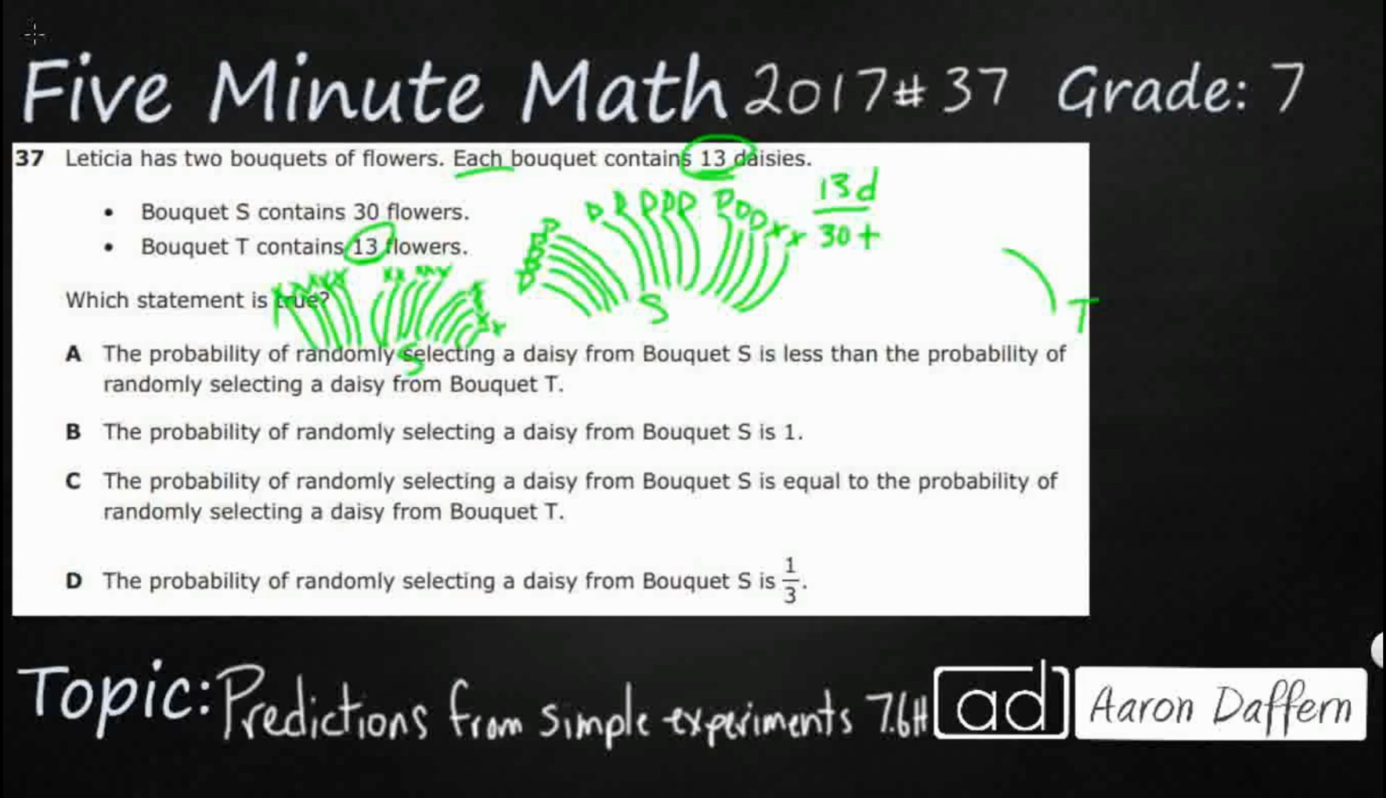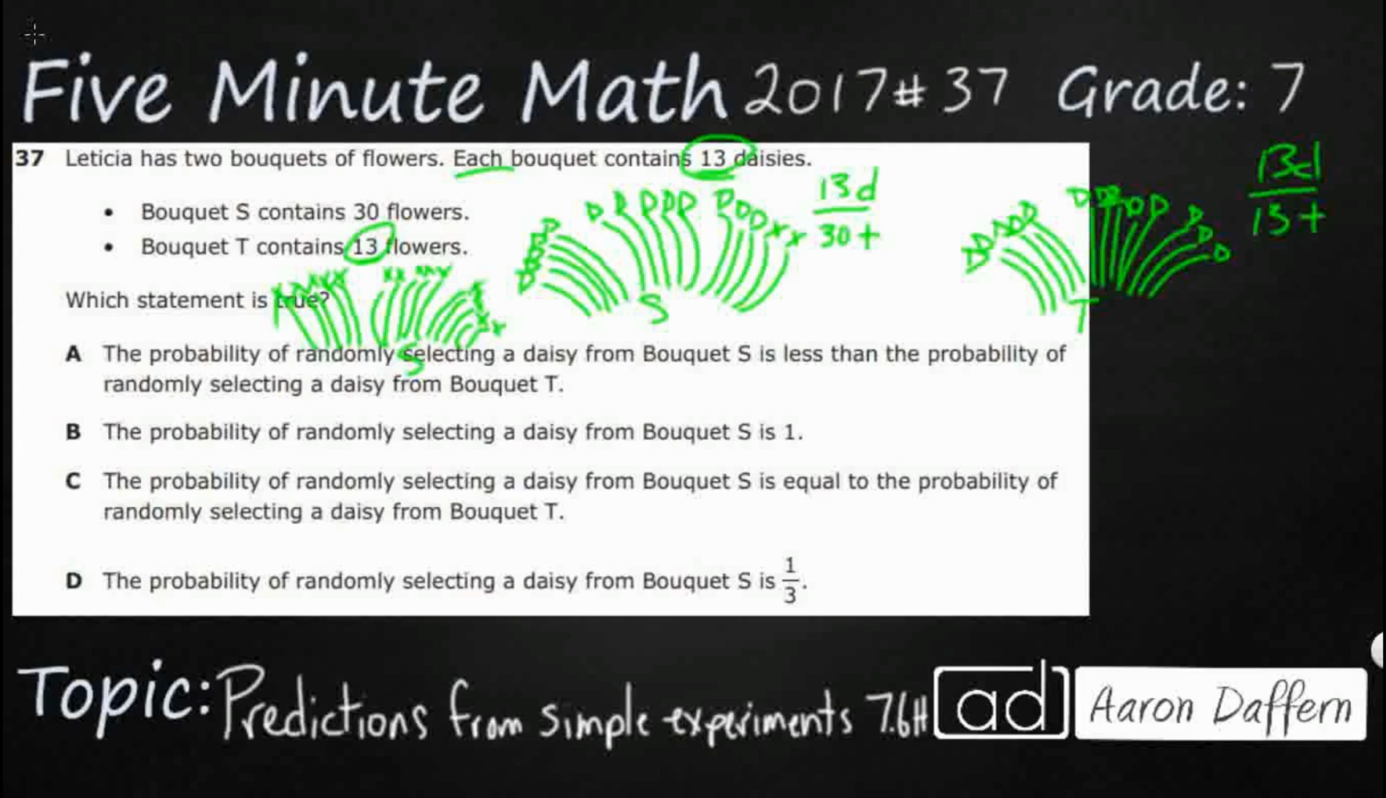So watch this. 1, 2, 3, 4, 5. That's daisy, daisy, daisy, daisy, daisy. 1, 2, 3, 4, 5. Daisy, daisy, daisy, daisy, and then daisy. Then I've only got 3 left. 1, 2, 3. There's my 13 flowers, and all 13. It's interesting. I've got 13 daisies out of 13 total. It would have been easier if they had just said bouquet T is all daisies. But all right, let's look at our statements now.